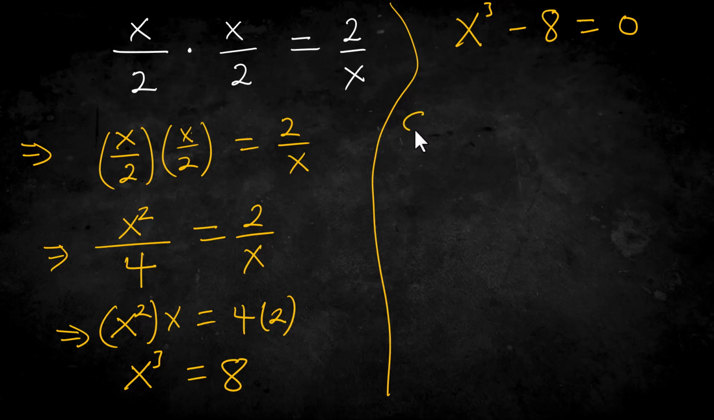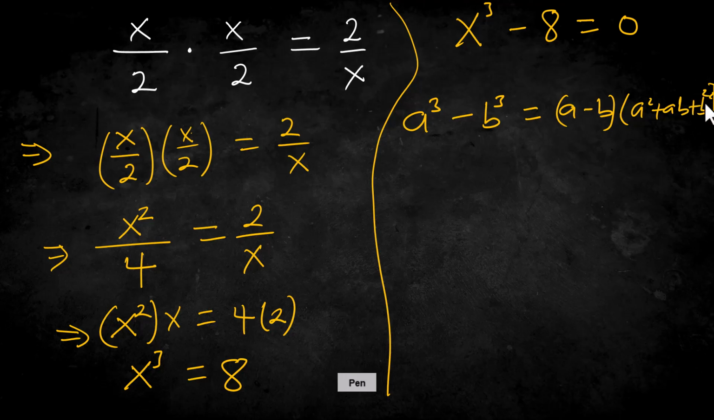Now when we're given a to the power 3 minus b to the power 3, it's the same as (a minus b) times (a squared plus ab plus b squared). So we can write this one as x cubed minus, so 8 is the same as 2 to the power 3, equal to 0.